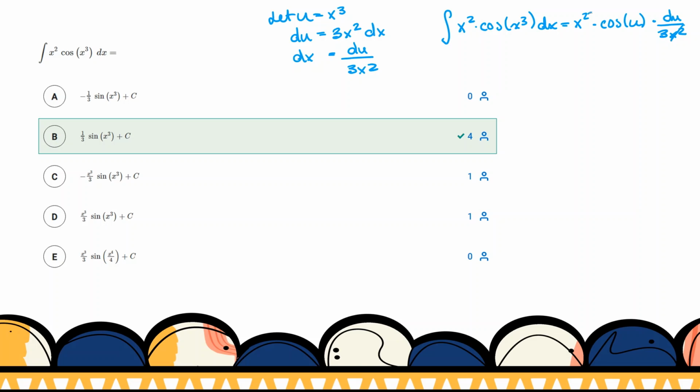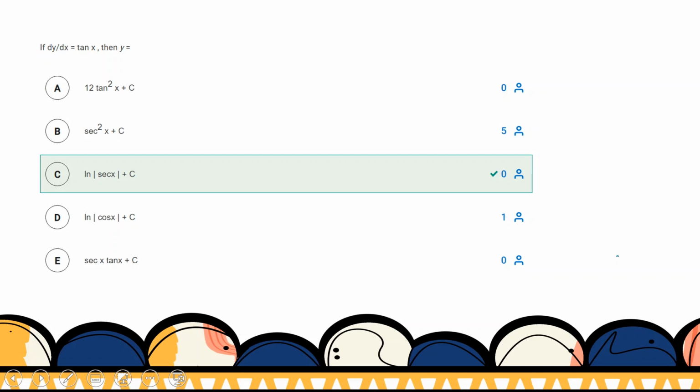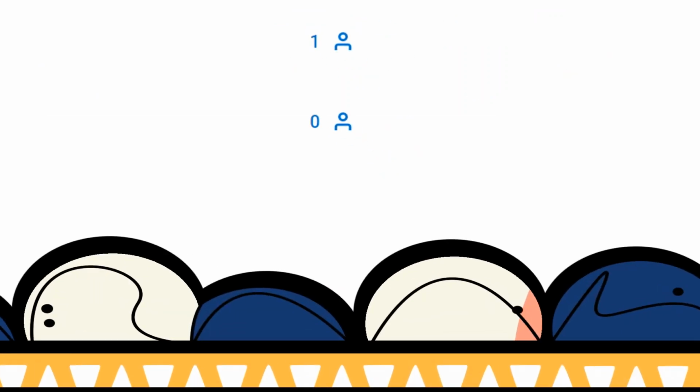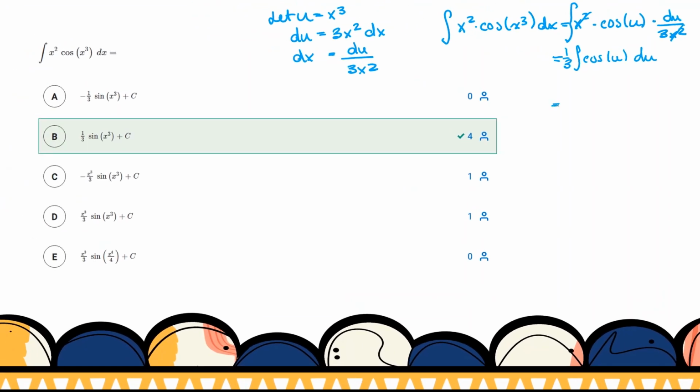So that these will cancel out. And I should have left the integral symbol. Okay, so I'm going to go back so that we get the integral of 1/3 cosine u du. And then you can plug back in after you take the integral because this is an indefinite integral. And so we get 1/3 sine u, where u equals x to the third, plus c. And most of us got this correct.